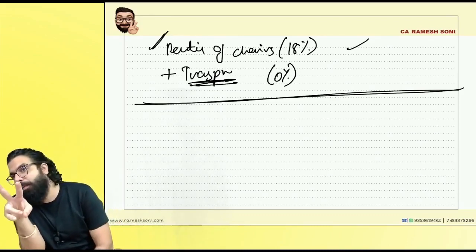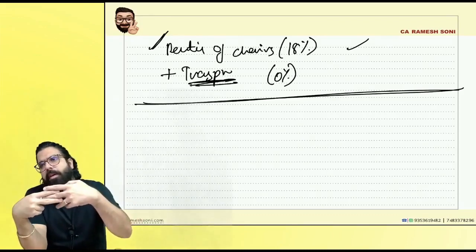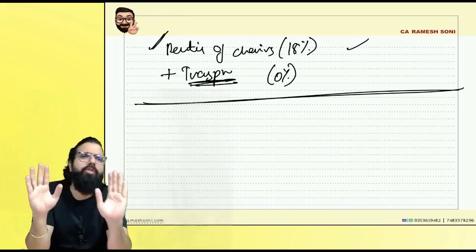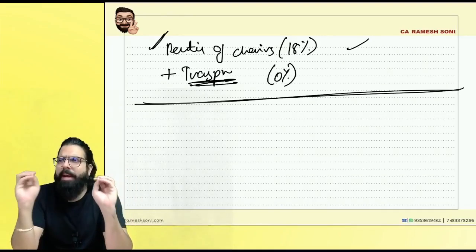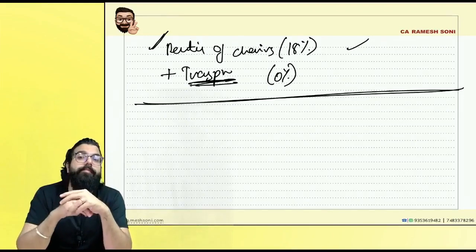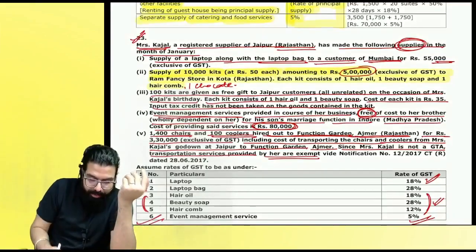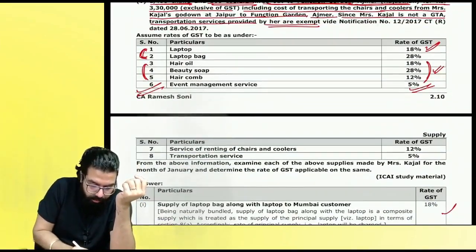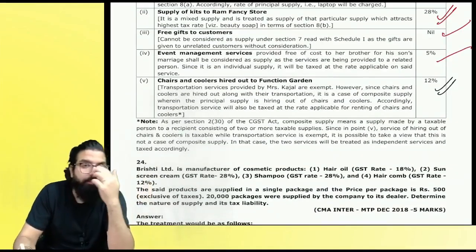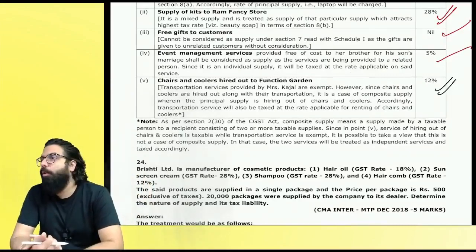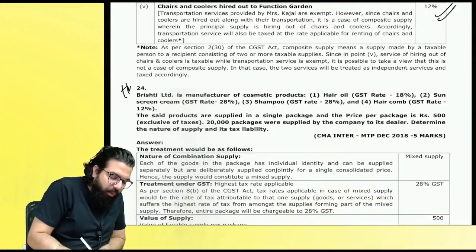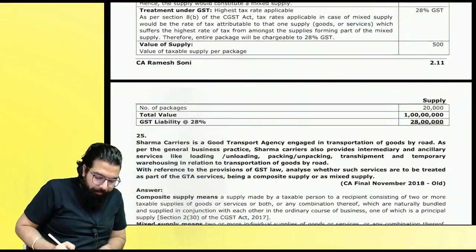Yes. Two or more taxable supplies. Is it naturally bundled? Natural bundle. Is it supplied together in the ordinary course? All the shopkeepers do the same thing. Is it supplied together in the ordinary course by suppliers? Yes. What is the principal supply? Renting of chairs. And hence the rate of GST that will apply is which one? 12%. Can you see 12%? Are we all clear with this? I hope everyone got it. Can we go ahead? Next. The next one, question number 24, will be homework, everyone. Please do it at home.